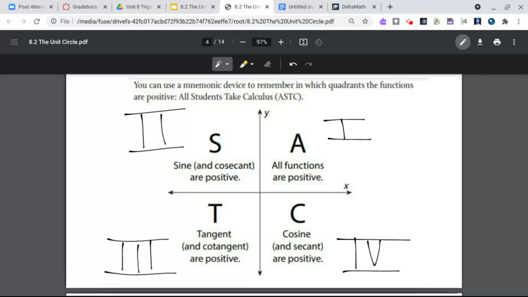Okay, so in quadrant 2, cosine and tangent are negative. In quadrant 3, cosine and sine are negative. In quadrant 4, sine and tangent are negative.